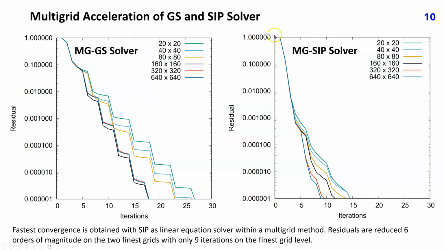The convergence is fastest with SIP solver. On the 2 finest grids, it needs only 10 iterations on the finest level to reduce the residual norm by 6 orders of magnitude. Contrary to single grid solutions with any solver, the number of required iterations to reach the convergence criterion does not increase when the grid is refined. It stays constant once the grid becomes fine enough. This is optimal convergence behavior.